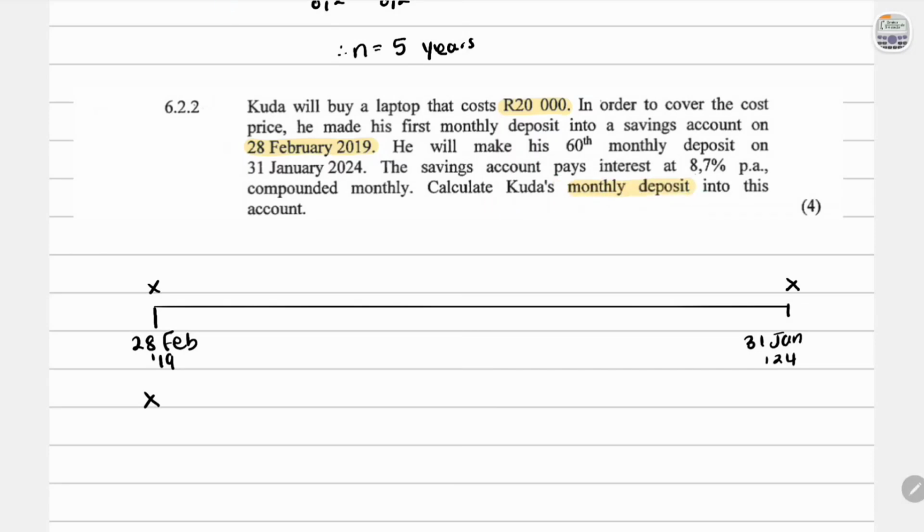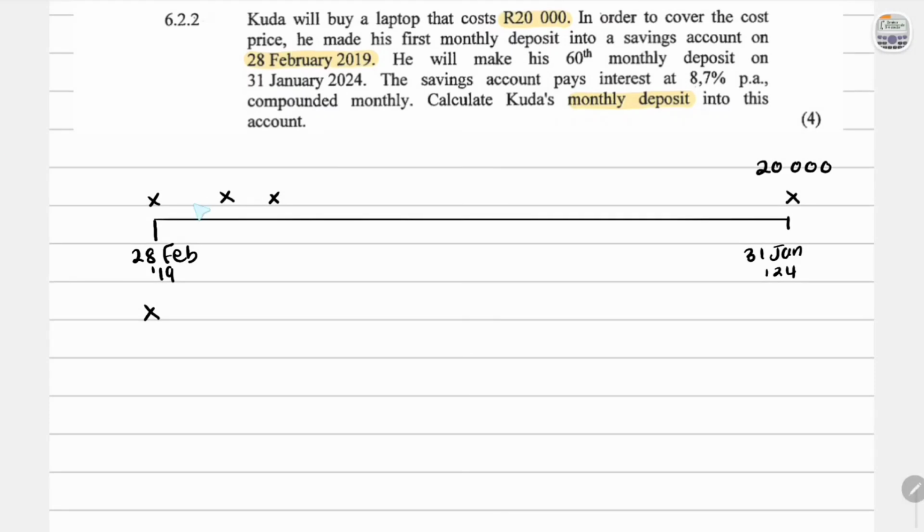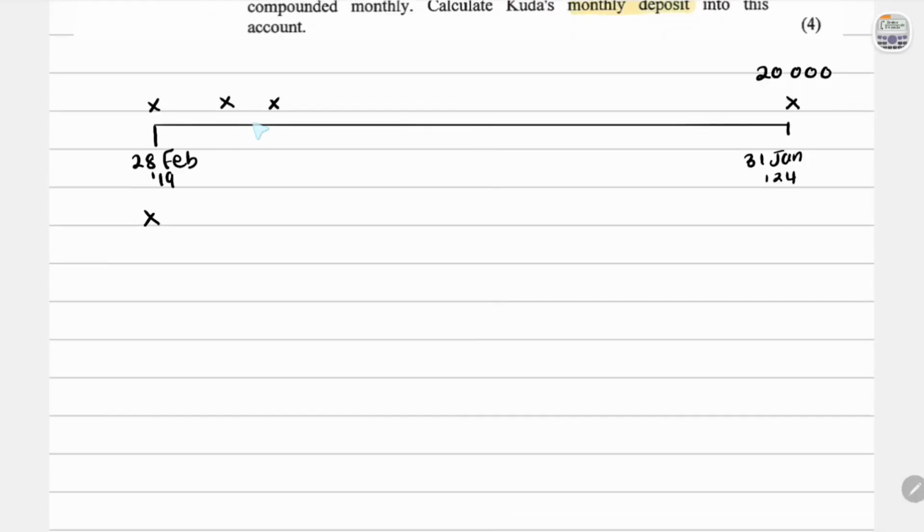Okay, so he's going to keep making monthly deposits so that he can reach an amount of 20,000 at the end of these 5 years. So clearly Kuda is saving money. So when we're working with savings and someone keeps periodically depositing money, so every month or every quarter, then this is future value. So here's the future value formula.